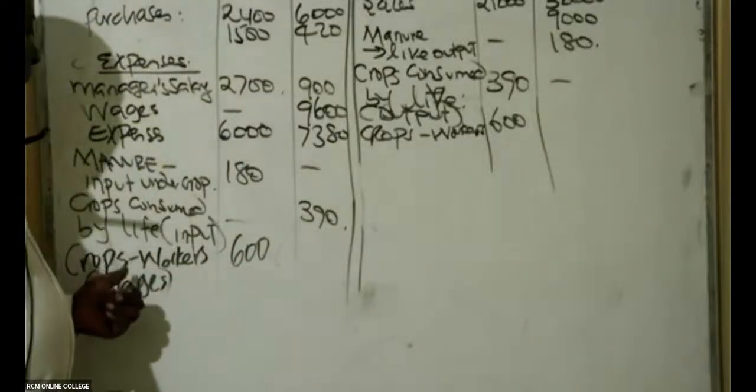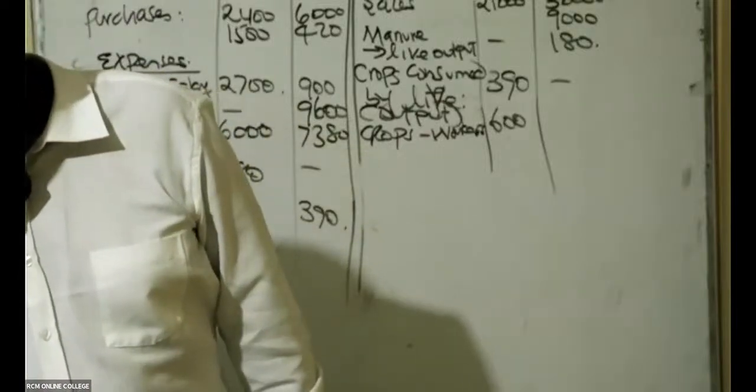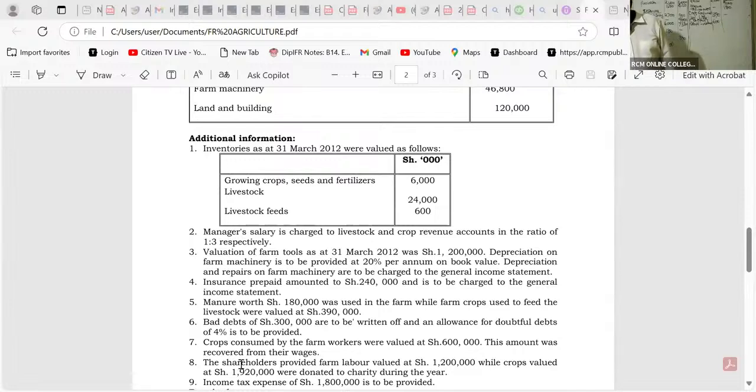All right. So, ladies and gentlemen, after that, what else do we have here? Do we have any other stuff? Oh, yes. We are told here the shareholders provided farm labor valued at 1.2 million. So these shareholders came and did something in the farm, and we paid them 1.2 million. But remember, we never paid them any cash. The shareholders provided farm labor valued at 1.2 million, while crops valued at 1,920,000 were donated to charity during the year.